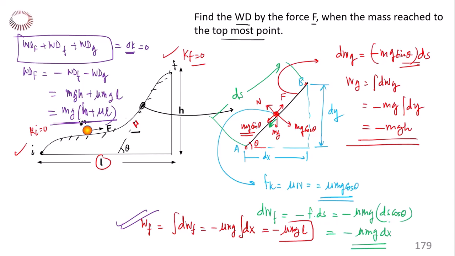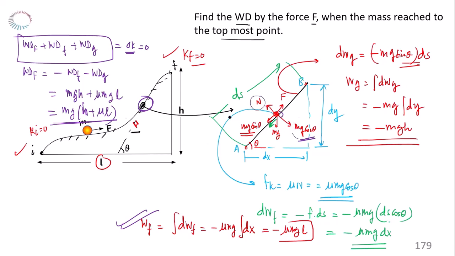Whenever you are moving the particle on a curvy track where the slope is varying, you have to do it in this way. You have to take a small part of the curved track and analyze it to see what forces are doing the work. I am not considering the effect of mg cos theta. Why? Because mg cos theta and displacement are perpendicular to each other, so mg cos theta gives no work.